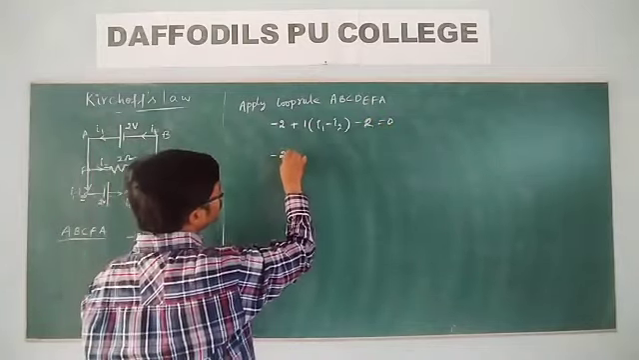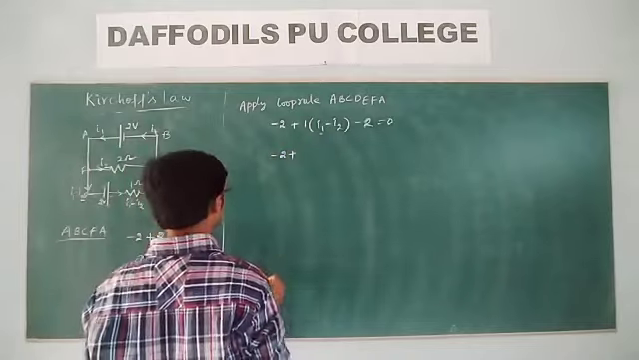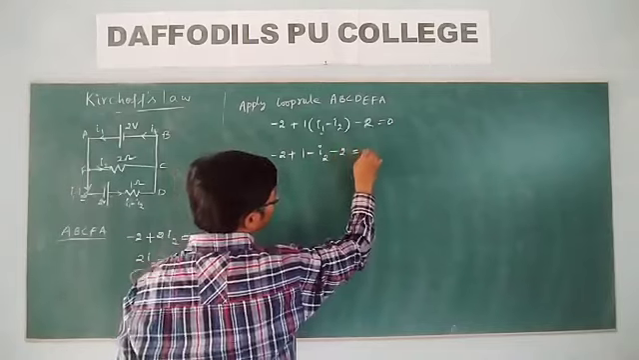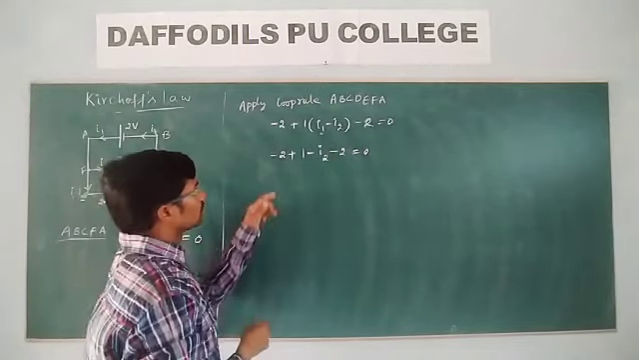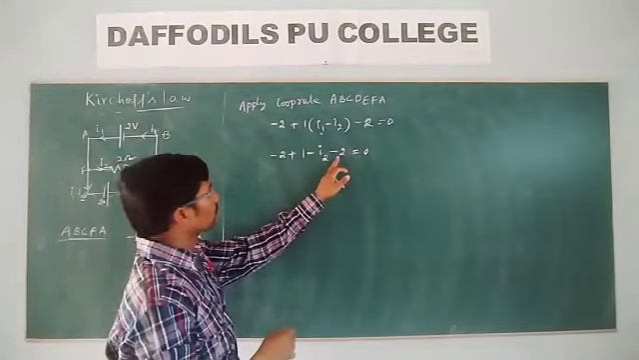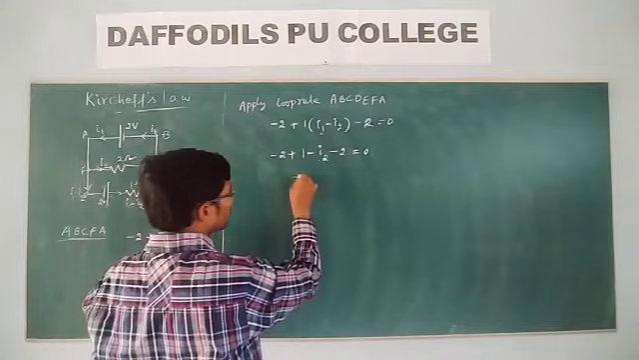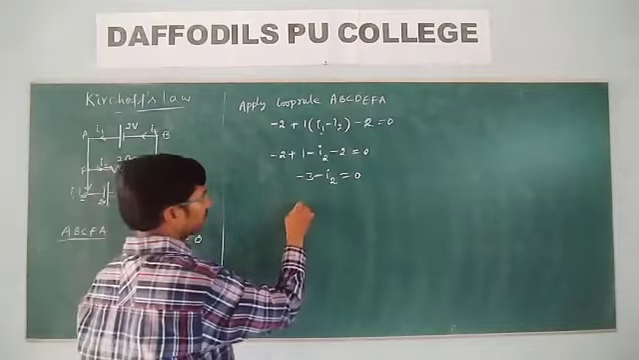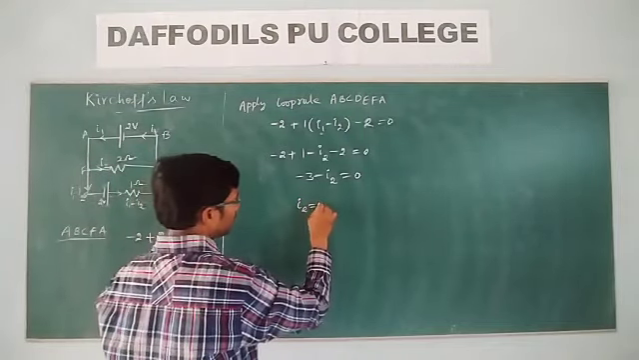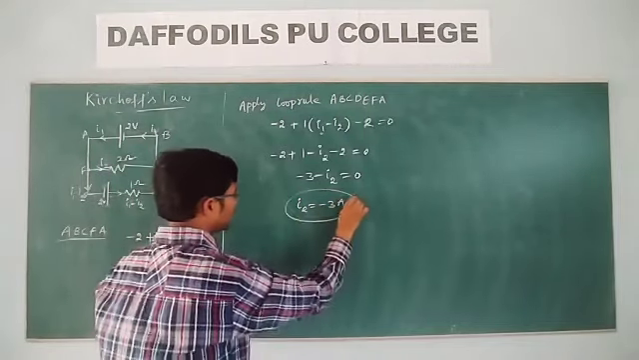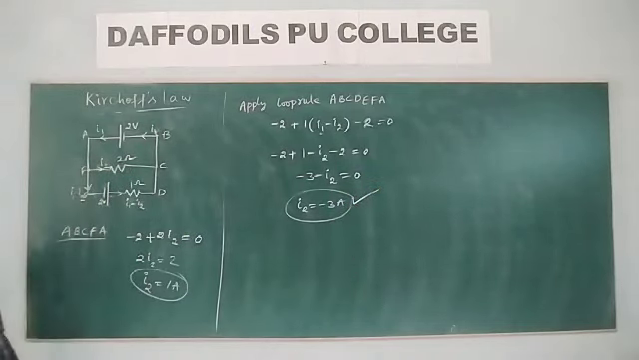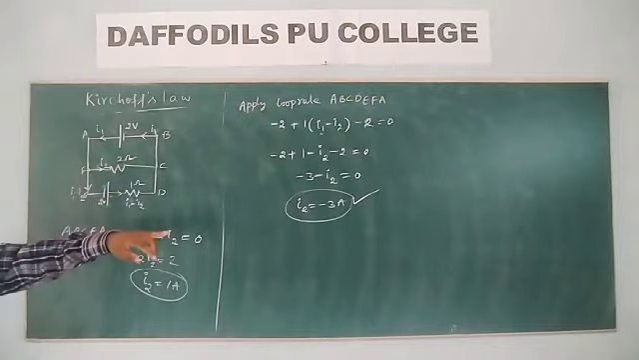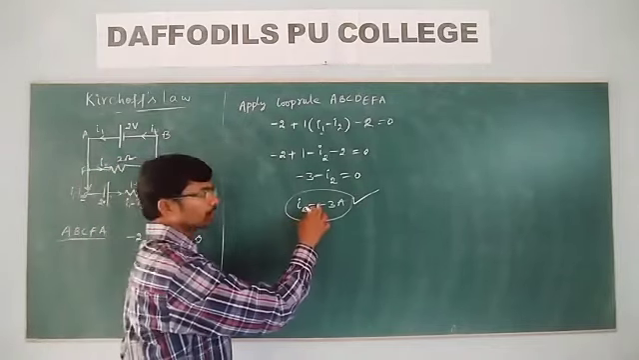Now minus 2 plus I1, which is nothing but 1 ampere, so 1 minus I2 minus 2 is equal to 0. Now minus 2 minus 4 plus 1 is minus 3, so minus 3 minus I2 is equal to 0. Then I2 is equal to minus 3 ampere. So the I1 value is 1 ampere, and I2 is minus 3 ampere.